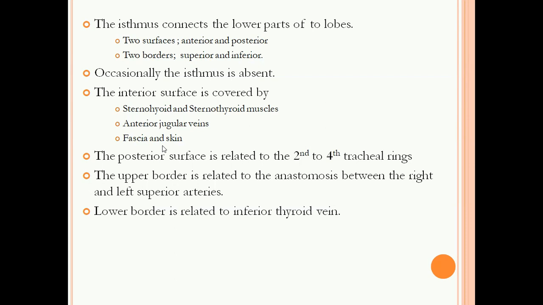So the pretracheal fascia is the connective tissue covering and forms a false capsule. And you also have a true capsule which is tightly intact with the gland, and which also involves a plexus of blood capillaries that provide rich vascular supply to the gland. Posterior surface is related to the second and fourth tracheal rings, and the upper border is related to the anastomosis between the right and the left superior arteries. The lower border of the thyroid gland is related with the inferior thyroid vein.